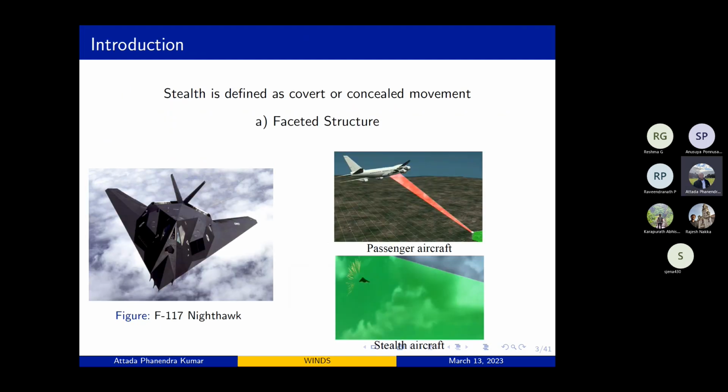So starting with stealth, stealth is defined as a covert or concealed movement under different detection techniques. One of the widely used techniques is the faceted structure, where the aircraft has multiple faces, which we can see here. Once the radar sends waves towards the aircraft, in the case of a passenger aircraft, because of the rounded surfaces, the waves will be reflected back towards the source radar. But when we have this kind of faceted structure, these waves will be reflected away from the aircraft so that detection becomes difficult.